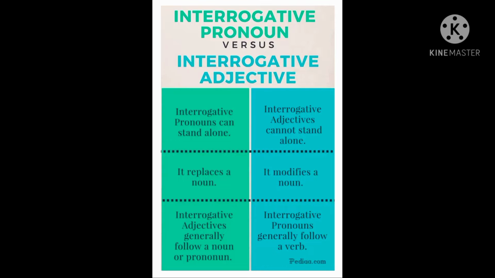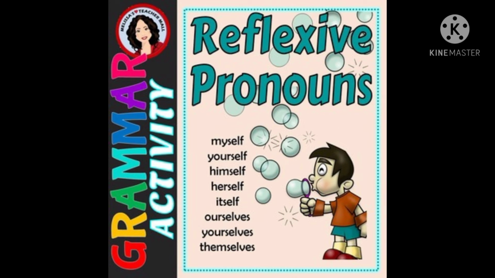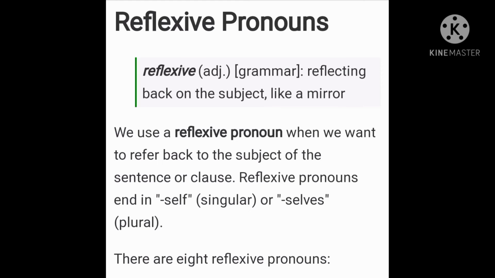Now let's have a look into a different kind of pronoun, that is reflexive pronouns. So what do you mean by reflexive pronoun? The word reflexive is an adjective. It means reflecting back on the subject like a mirror. We use a reflexive pronoun when we want to refer back to the subject of the sentence. Reflexive pronouns end in self when singular or selves when plural.